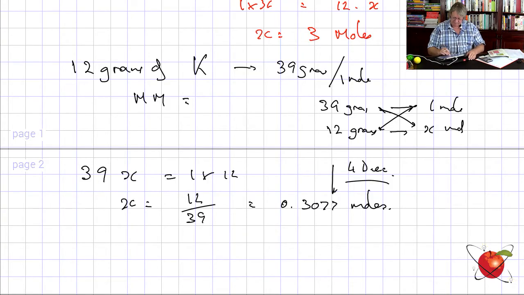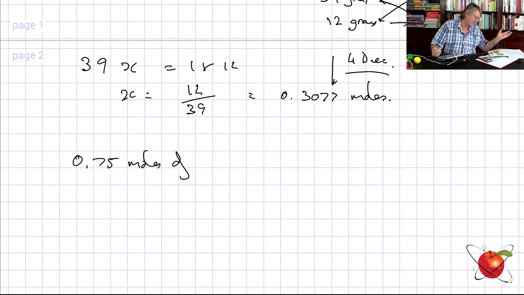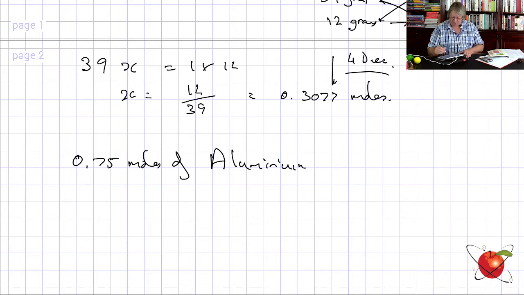Now, let's have a look. What do we say next? Let's say they tell us we have got 0.75 moles of, let's pick a different one, aluminium, and they ask how many grams? What mass have we got? These are the questions I ask. Well, 0.75 moles.